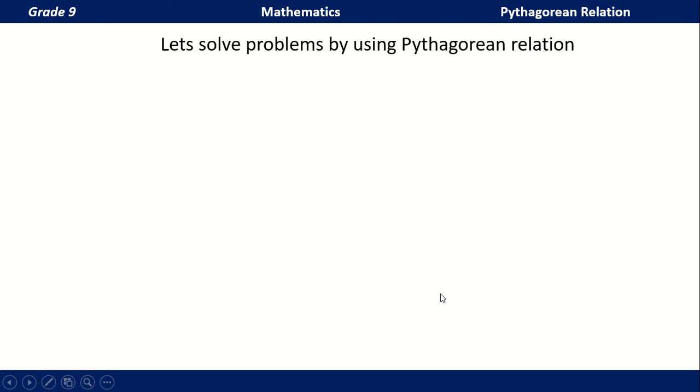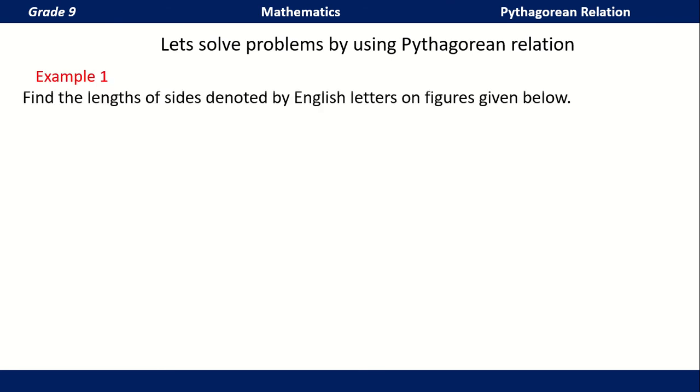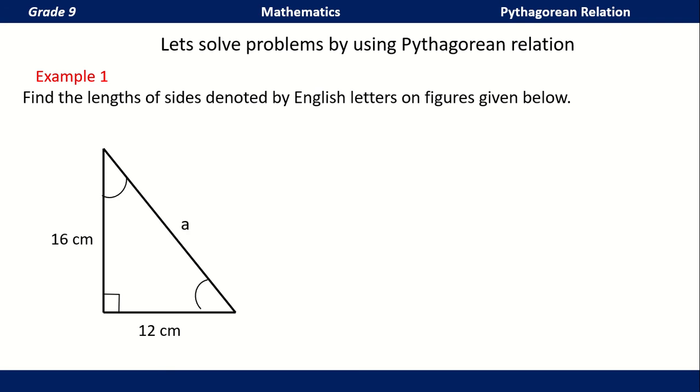Okay, now let's solve a few problems by using the Pythagorean relation. Example 1. Find the length of sides denoted by English letters on the figures given below. There's a right angle triangle given with hypotenuse A and sides including the right angle 16 centimeters and 12 centimeters. Now you know that there's a right angle triangle.